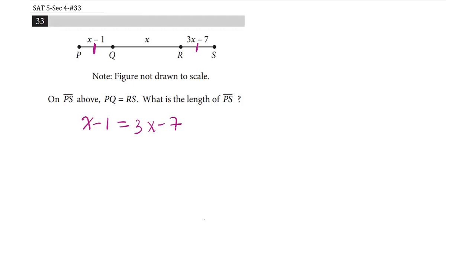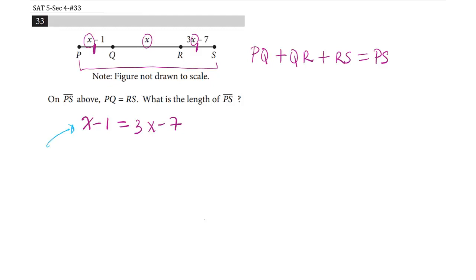Good news is, once we know what x is, we can then plug the x value here, here, and here, and work out each part to find the length of the whole line segment. We would need to add the 3 segments together. So PQ plus QR plus RS would give us the whole line, which is PS. And that's what we're trying to work towards. So let's go ahead and figure out what x is using the equation that we set up over here. To get x by itself, I'm going to start off by adding 1 to both sides.